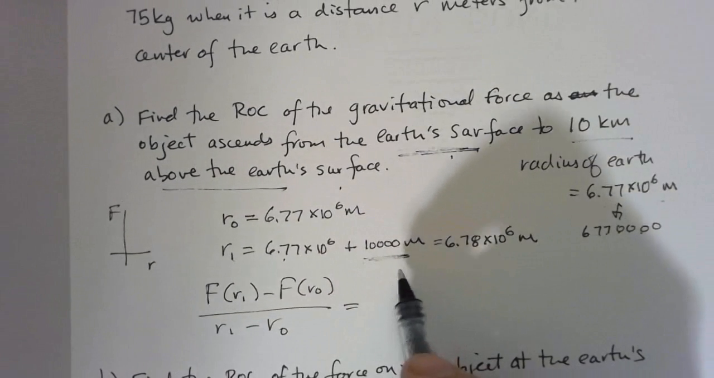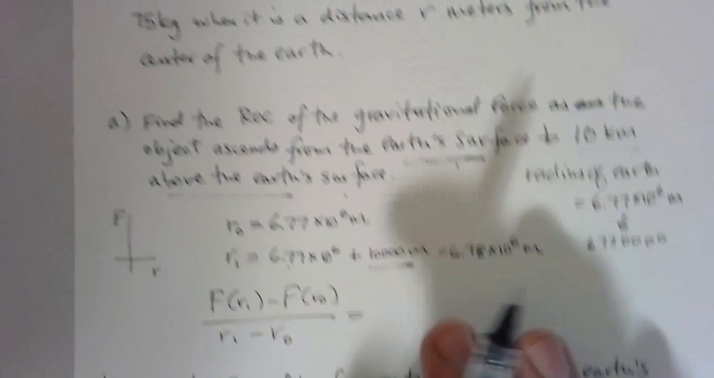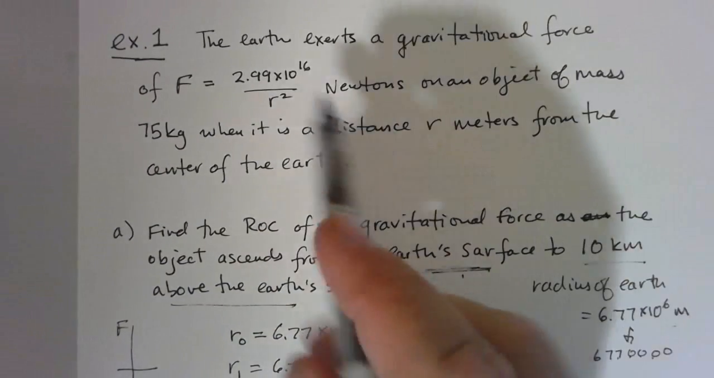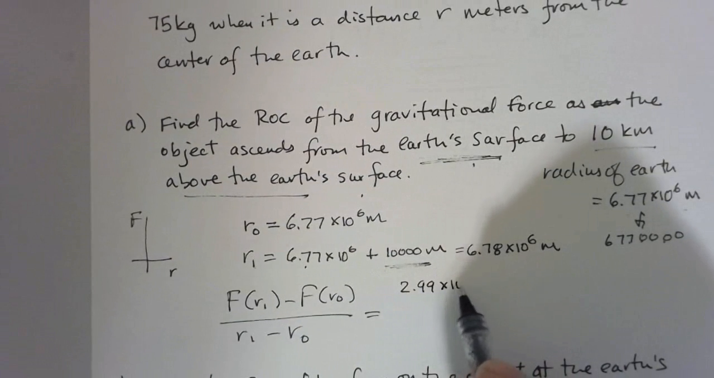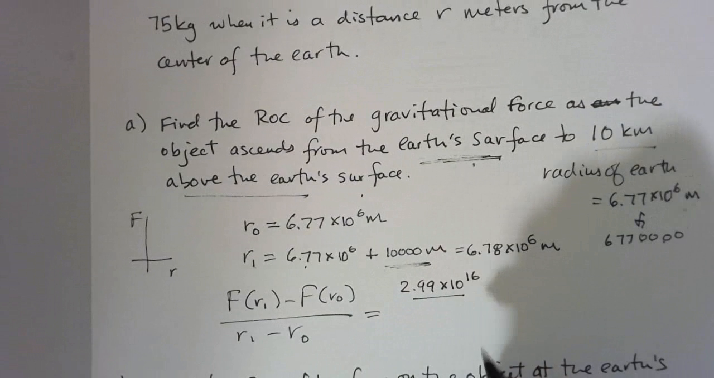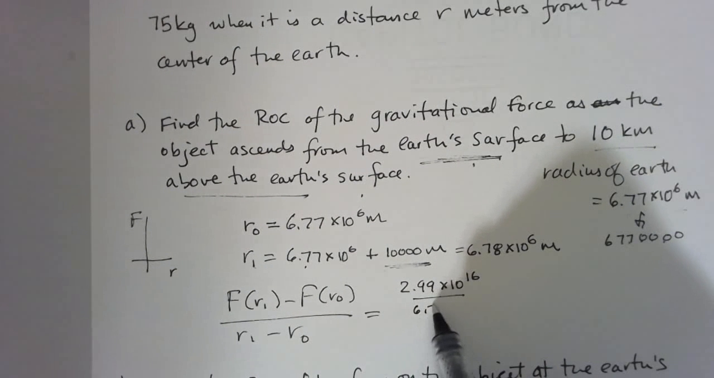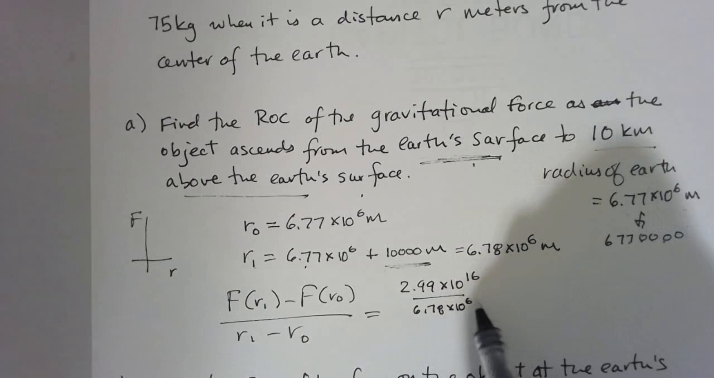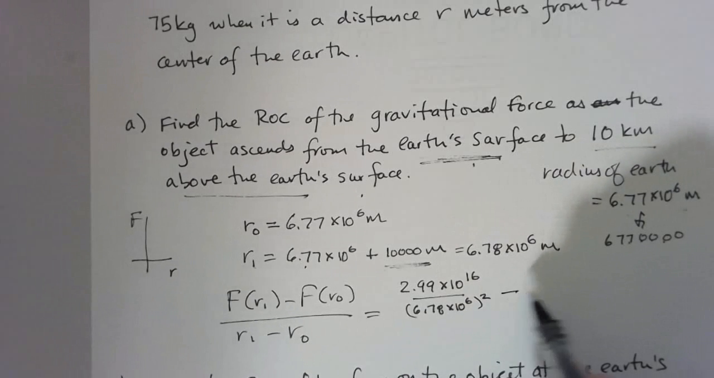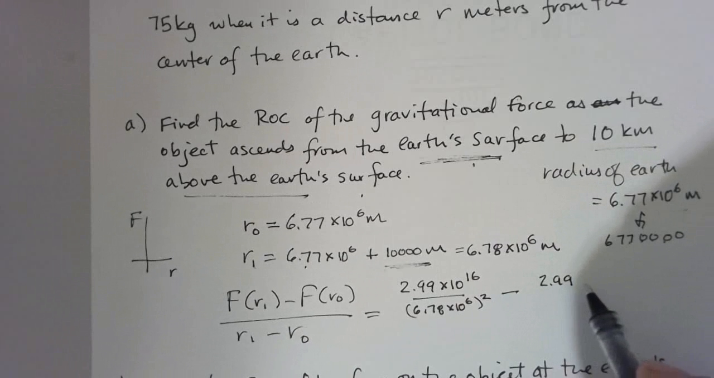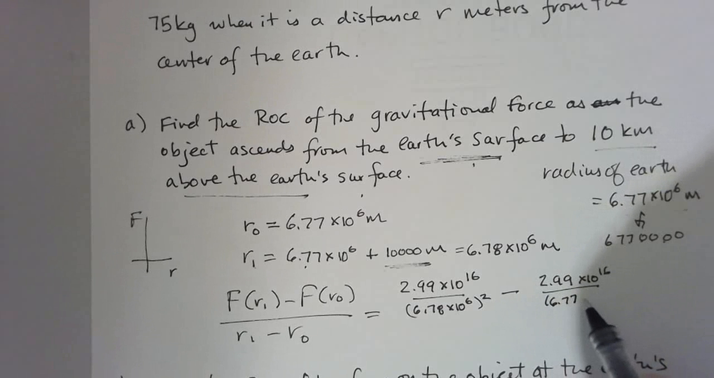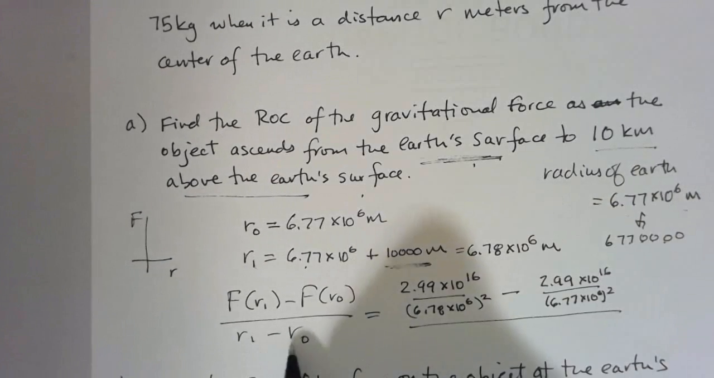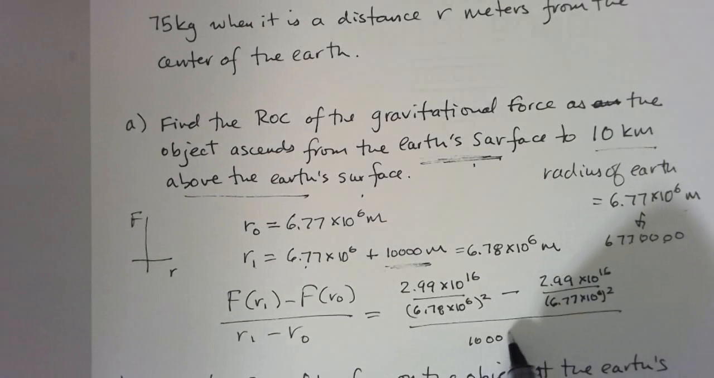So F of R1 is, using my formula up here for the gravitational force, 2.99 times 10 to the 16th over 6.78 times 10 to the 6th squared. Then I want to subtract 2.99, this is F of R0, times 10 to the 16th over 6.77 times 10 to the 6th squared. And this is all over the change in radius, 10,000 meters.